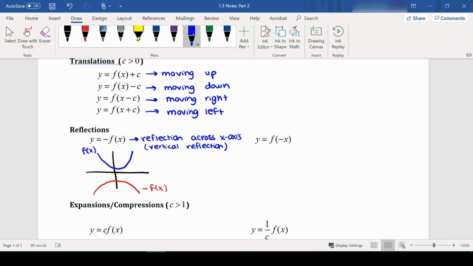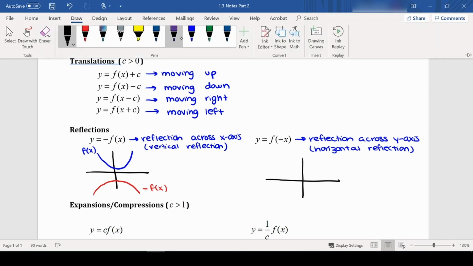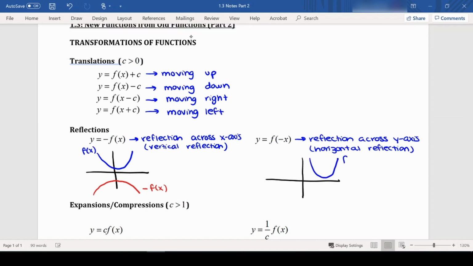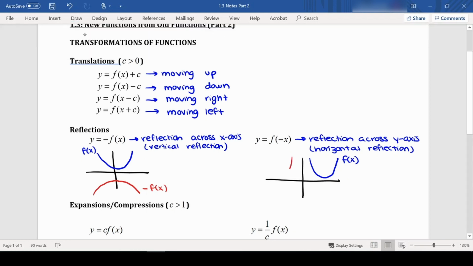If the negative is inside the brackets in front of the x, this was a reflection across the y-axis or a horizontal reflection. And again, this would be something like if I had my original function over here, let's say, if I wanted to reflect this across the y-axis, it would end up over here. Okay.